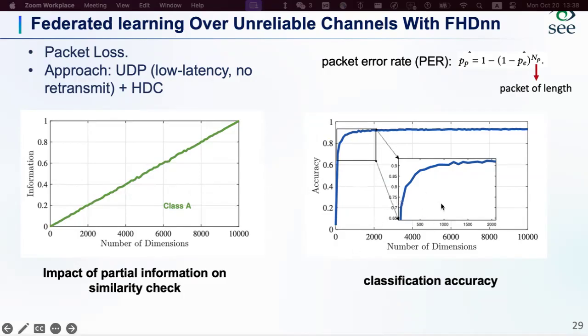The picture on the right shows the classification accuracy curve. Even after removing 18 percent of the dimensions, there is still approximately 19 accuracy. So therefore, we found that HDC is a very robust method for packet loss, because even if it misses some packets, the final result is still accurate.